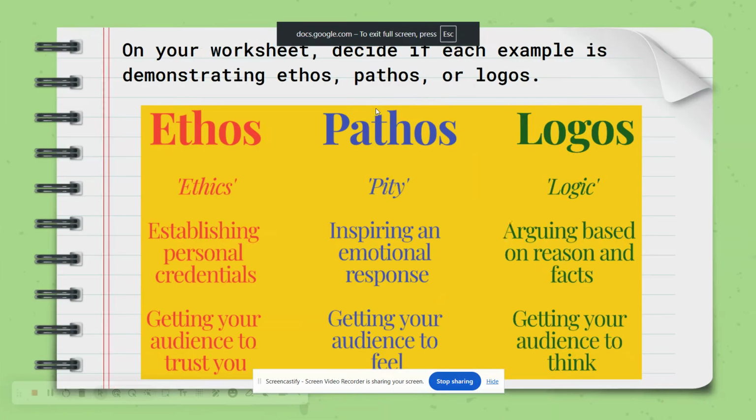Okay, so this is just a little one-pager review. I love to use the E in ethos for E in ethics. That helps me remember: establishing personal credentials and getting your audience to trust you. For P for pathos, thinking of pity with pathos. It also makes me think of feelings and emotional response. And logos goes with logic, arguing based on reason and facts.